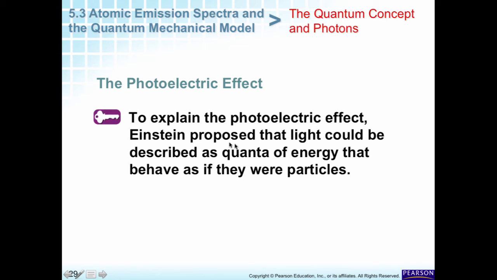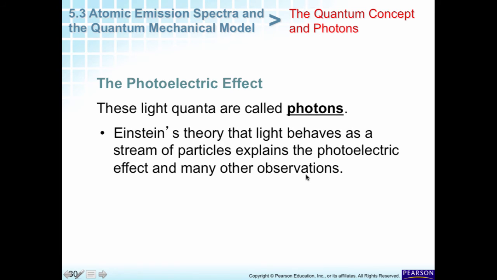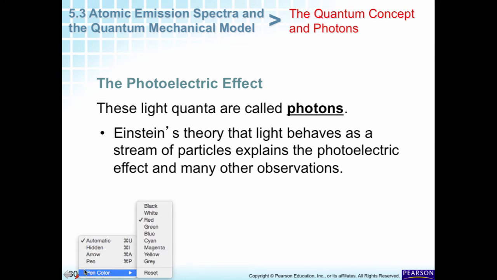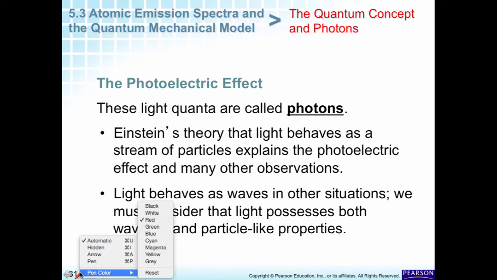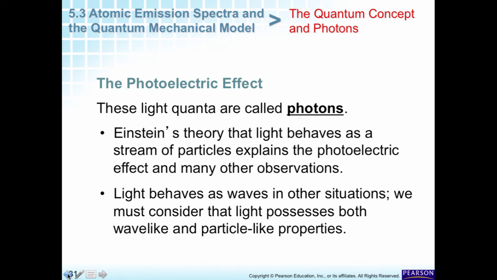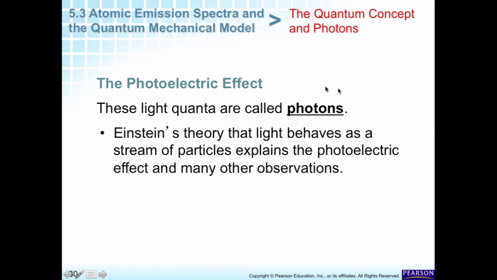So if we go back and say light is like quanta of energy, he kind of took Planck's idea and then said the light acts like particles. This is very, very important. And he gave them a special name. So light quanta are called photons. This tells us that we basically have photons, and they act like streams of particles that keep on hitting the metal.